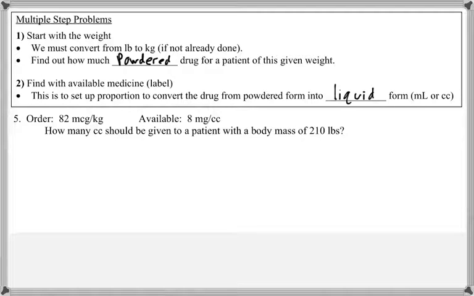Number 5 says the order is for 82 micrograms per kilogram, and the available is 8 milligrams per cc. So how many cc should be given to a patient with a body mass of 210 pounds? So my first step is going to be to start with the weight, and I want to divide that by 2.2. So 210 divided by 2.2, we get 95.454545, and I always round this step to the nearest tenth.